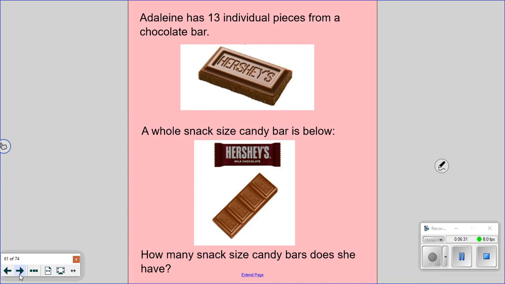All right, let's keep going. So again, she's got those 13 pieces. Think about those 13 pieces. She knows that a whole snack-sized candy bar looks like this, which we already talked about needs 4 pieces. So how many snack-sized candy bars could she kind of make?